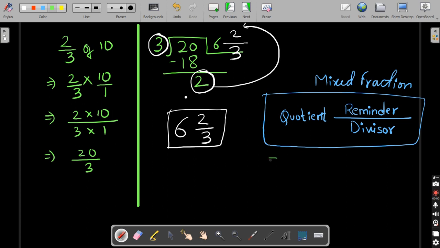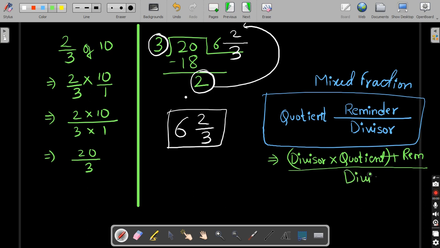What is the formula to convert it? So let me write here. The formula is: divisor into quotient plus remainder, divided by divisor. This is the process to convert into an improper fraction. Divisor into quotient plus remainder divided by divisor. You can note it down. Now let me help you with this example, then let us check whether it is possible or not.